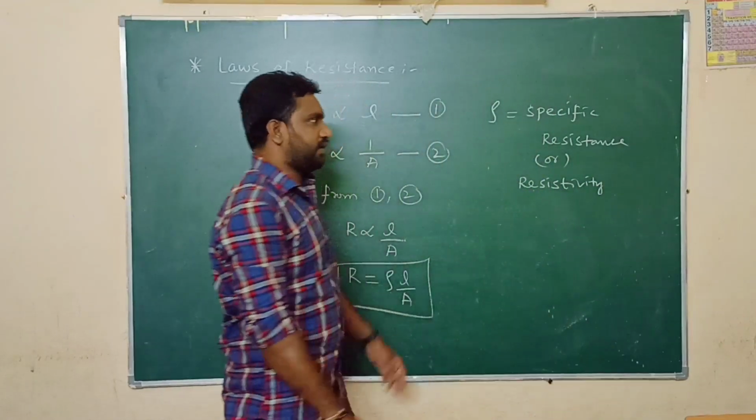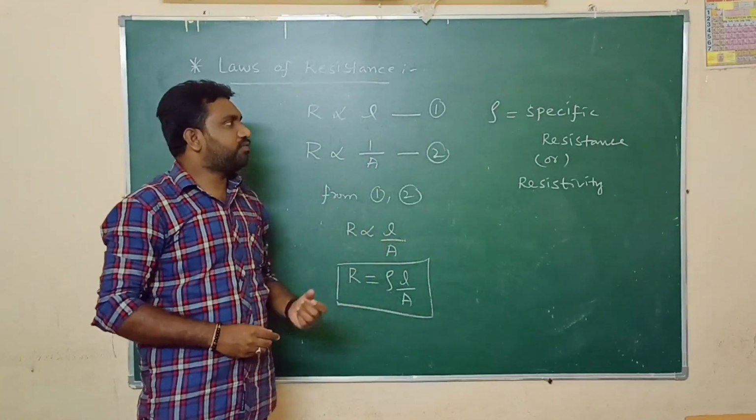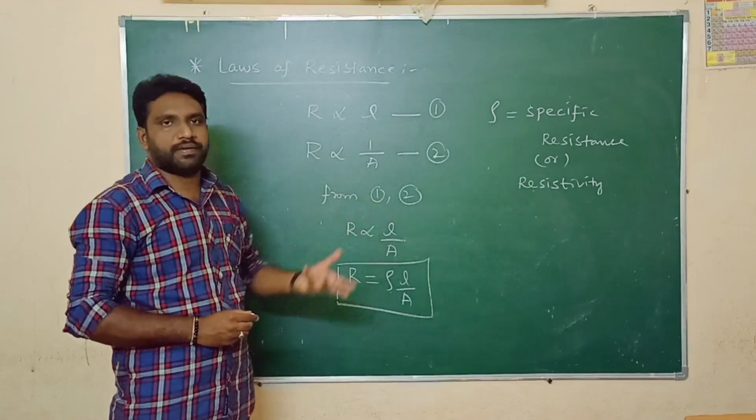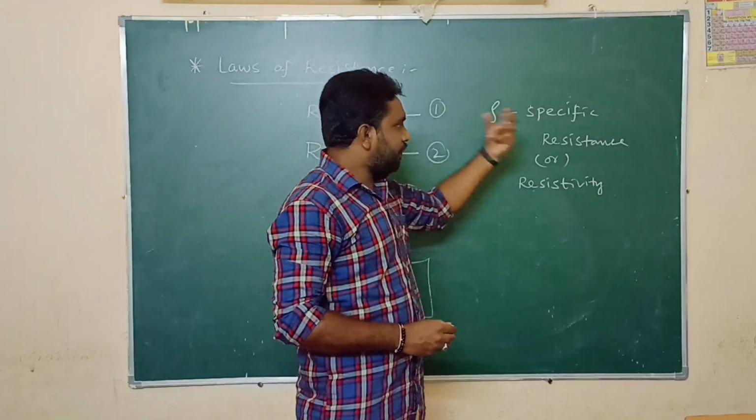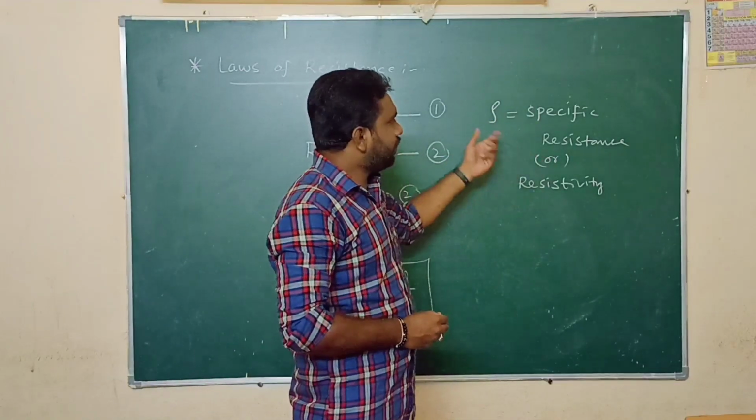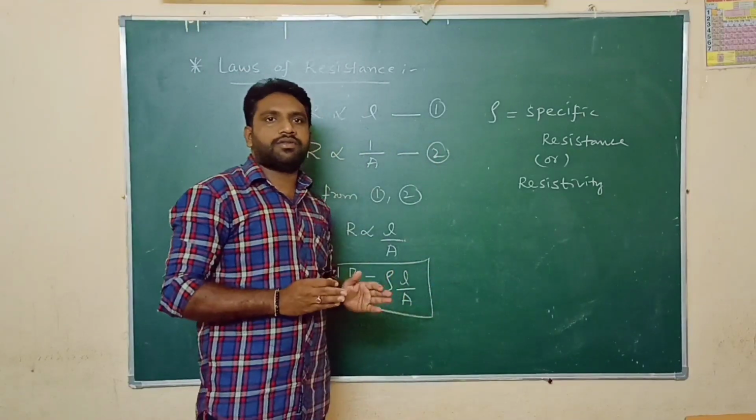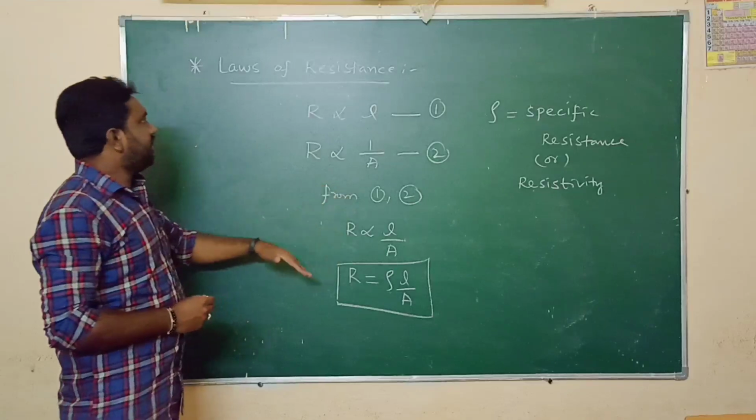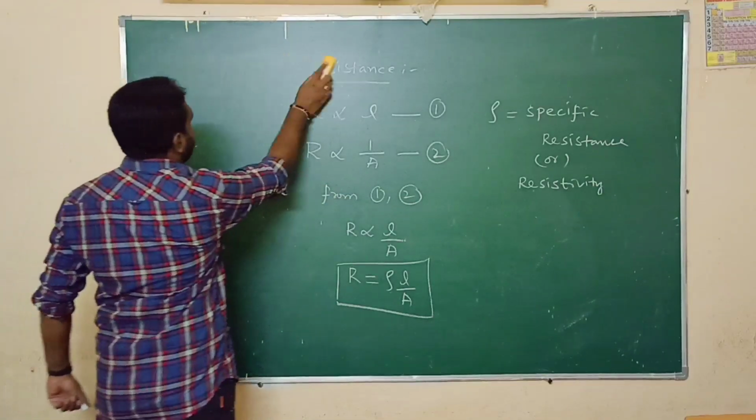Rho is a constant, but the specific resistance value of different conductors is different. For example, copper has a particular rho value, and for aluminium the rho value will be different. It is a constant value, but according to the metal, the rho value will change. So this is regarding laws of resistance. Now we are going to learn a new topic.